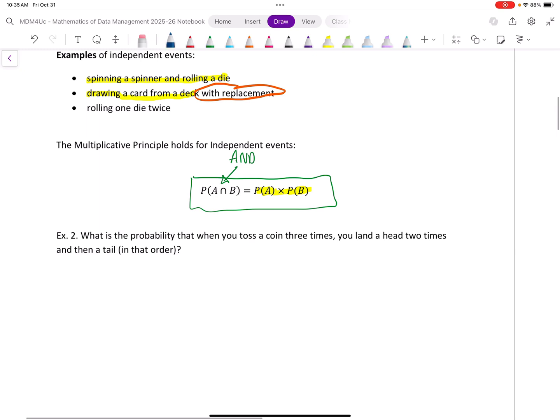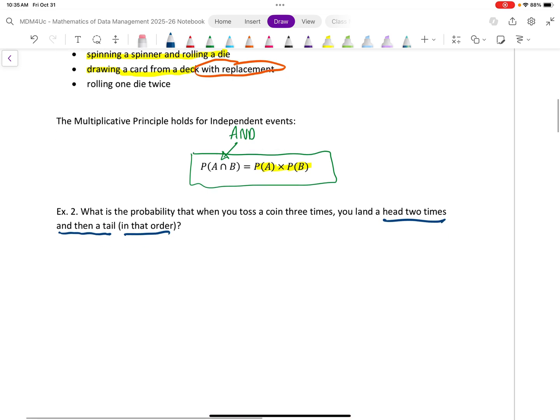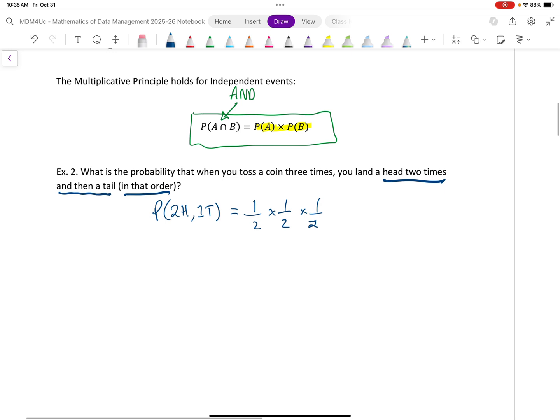Down here, we saw something like this before. What's the probability that when you toss a coin 3 times, you land a head 2 times and then a tail, so in that specific order? Really, it's just the probability of each event: 2 heads, 1 tail. The probability of each of those is simple. It's just 1/2, and I'm multiplying them together. Each time I toss the coin, I'm just multiplying by another 1/2. So I get 1 out of 8.